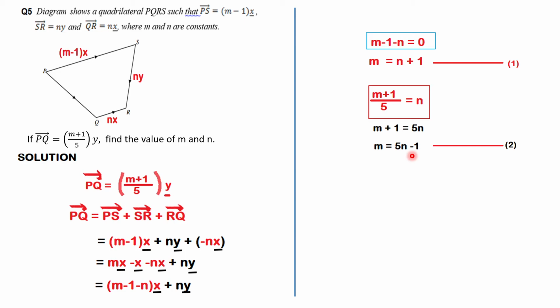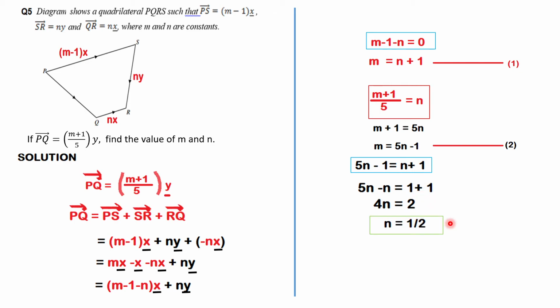I'm going to use the substitution method. Therefore, I have 5n minus 1 equals n plus 1. Bring the n to the left hand side, so it becomes negative n, and the negative 1 from the left to the right hand side, so it becomes positive 1. Simplify this and you'll obtain the n value as 1 over 2.